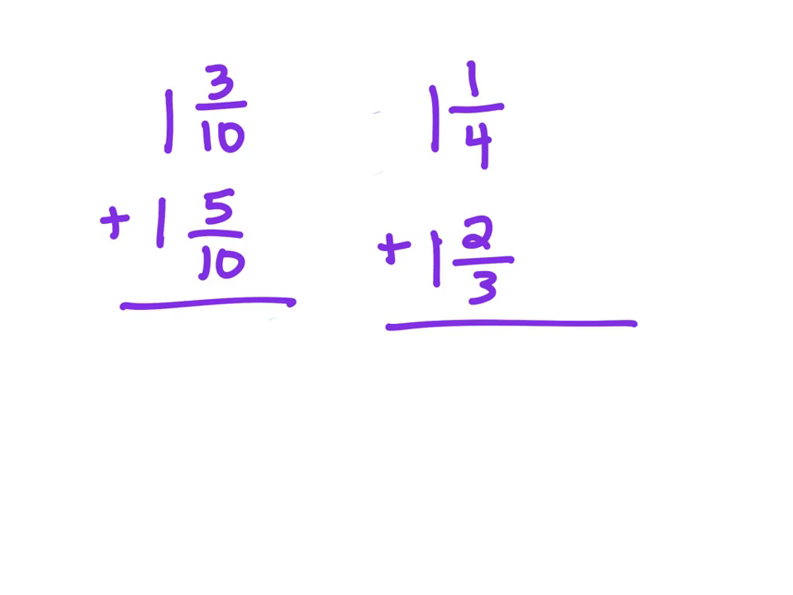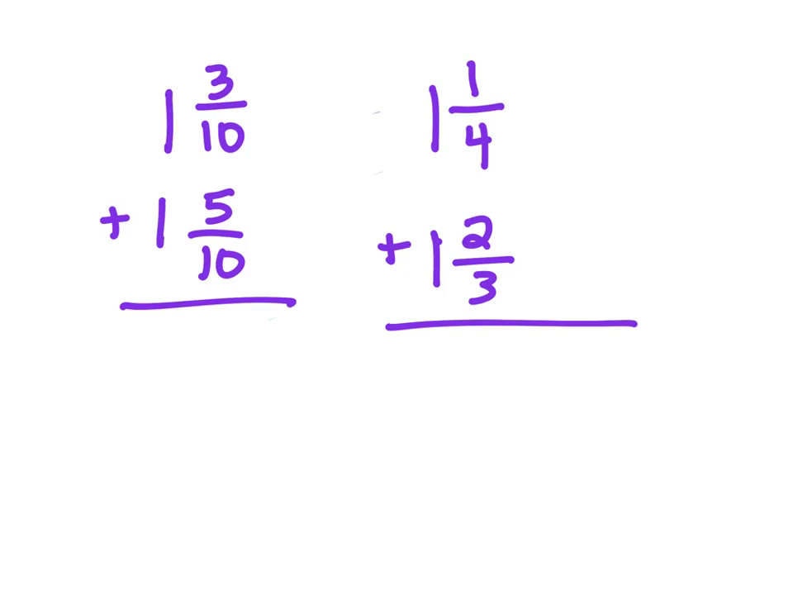Just like when we add fractions, the denominator must be the same when we add mixed numbers. In the first example, we see 1 3/10 plus 1 5/10. The first question I ask myself is, are the denominators the same? If the answer is yes, we can simply add the fractions first.